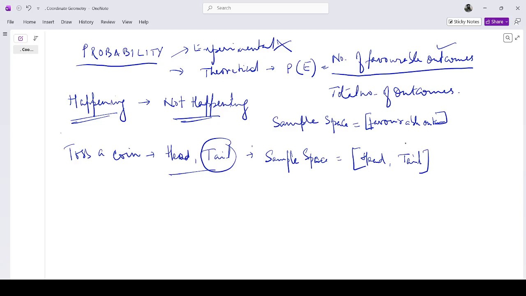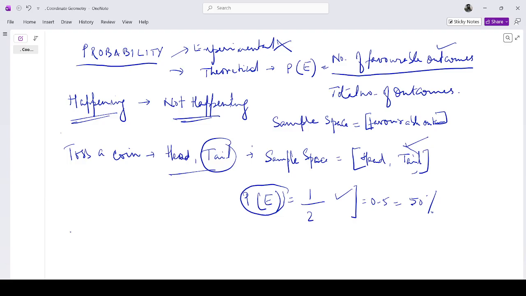We are saying that tail has to come, so out of two, one is tail. So what is the probability of getting tail? P(E) is equal to favorable outcome 1 and total 2, so 1 upon 2. This can be presented in decimal as well as percentage form. In decimal it is 0.5, and in percentage it is 50%. This is the first concept of probability: P(E) is the probability of happening of any event.